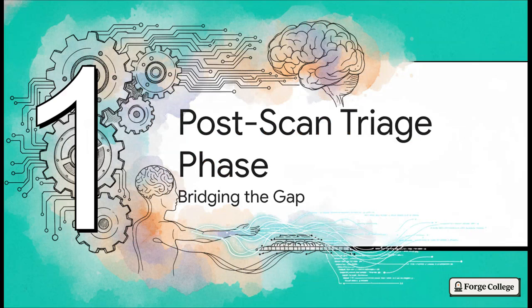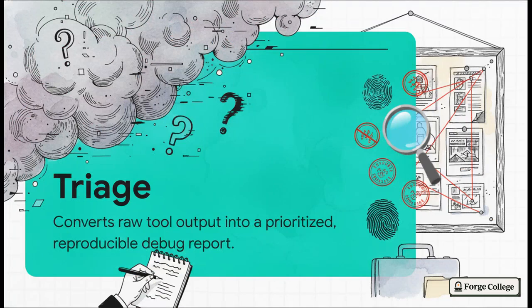Let's kick things off with Section 1, the post-scan triage phase. We really need to bridge that gap between cold automated machines and us human reviewers. Triage is essentially building your initial case file. Think of yourself as a detective here. The automated tools, they're like anonymous tips. Some are great, but let's be honest, most are garbage.